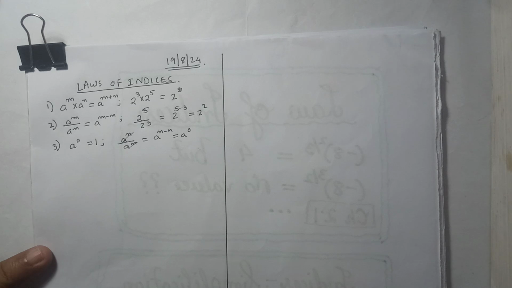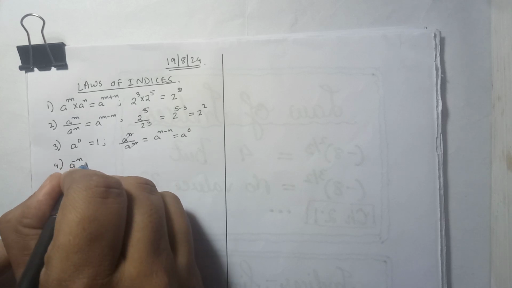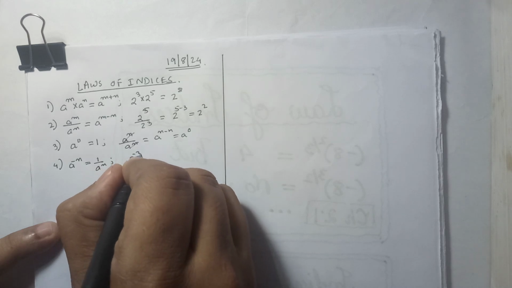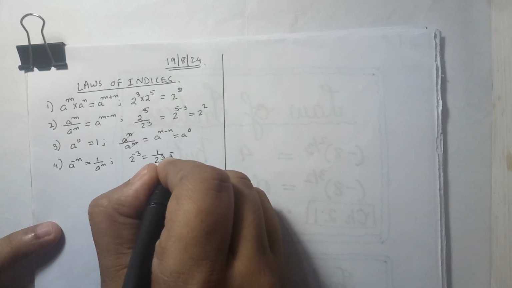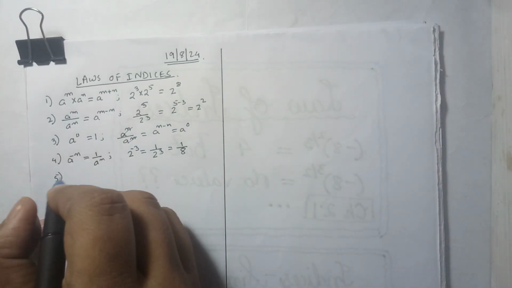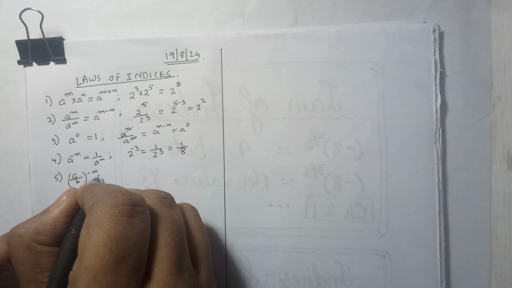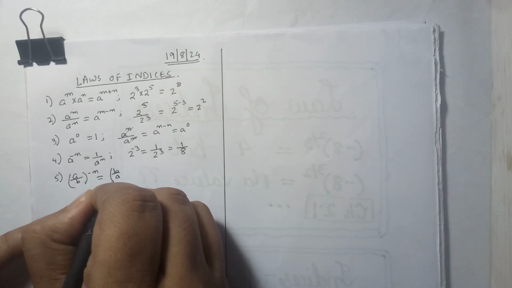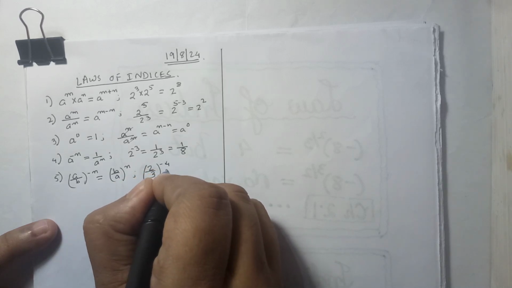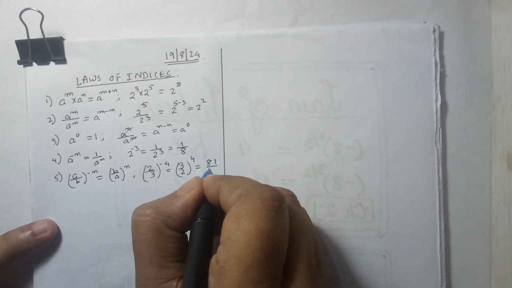Next, 4. A to the power minus n is 1 by a to the power of n. This means 2 to the power minus 3 is 1 by 2 cube, which is 1 by 8. 5. A by b to the power minus n is written as b by a to the power n. That is, 2 by 3 to the power minus 4 is written as 3 by 2 to the power of 4, and it is 81 by 16.